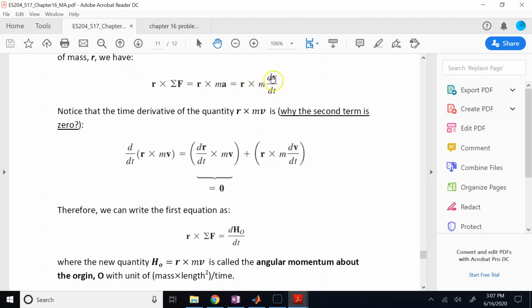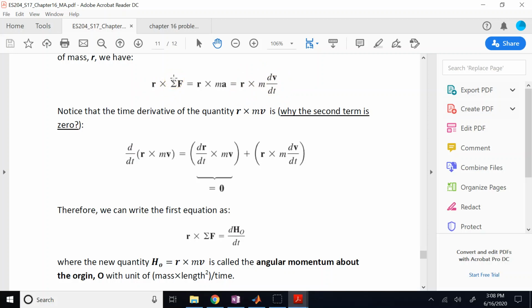That's what I had here on the top. So it should not matter if I replace this term in this top equation with d over dt of r cross mv. So I put it up there. So this right-hand side is the time derivative of something. That's the right-hand side. What is the left-hand side?